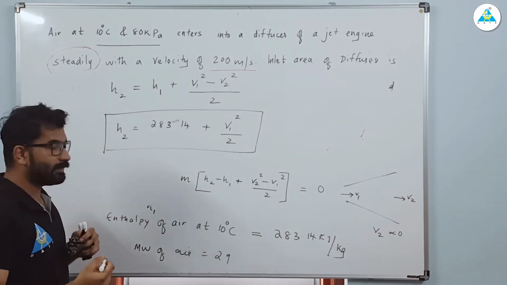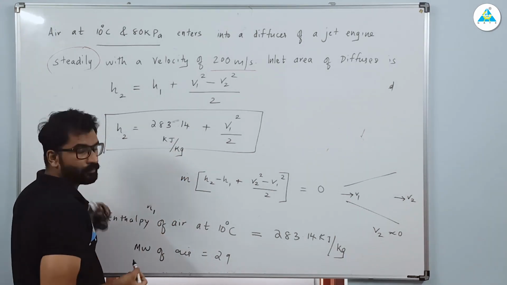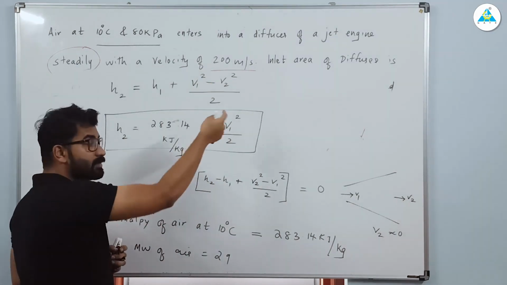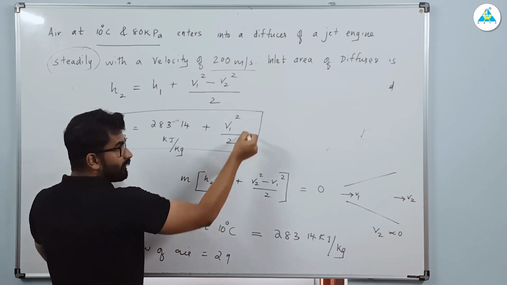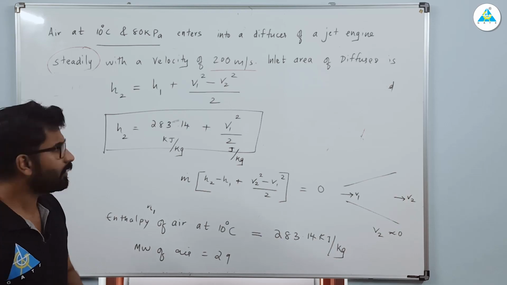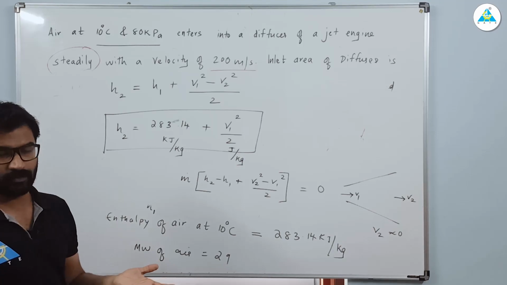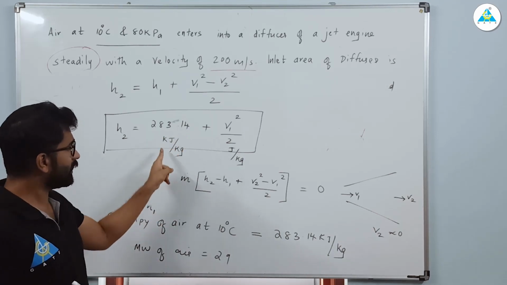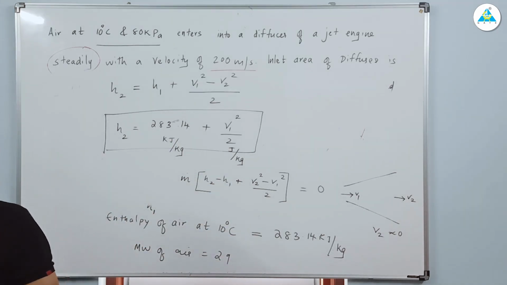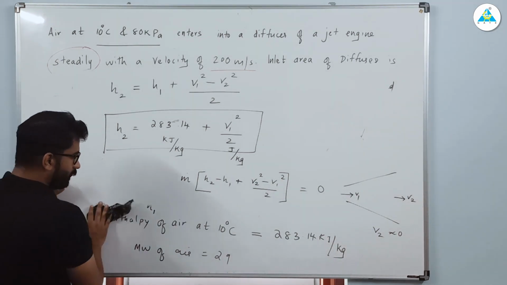But you need to remember one thing. This unit is in kilojoule per kg. V is 200, so 200 square divided by 2 will come in joule per kg because it is in SI unit. Clear? So either convert it into kilojoule per kg and add to get the value of H2, or convert H1 into joule per kg, add, and finally get it back to kilojoule per kg. So understood the difference between these things, and give me the answer.